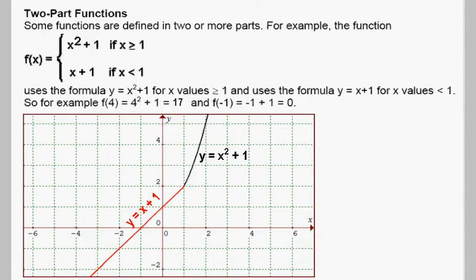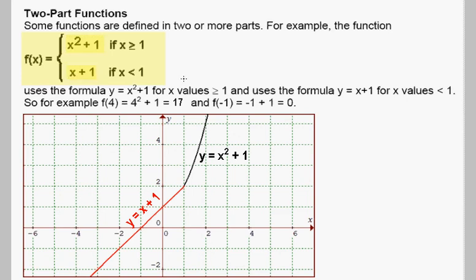It's possible to have functions that are defined in terms of 2 or more parts. And I have an example here. f of x equals x squared plus 1 if x is greater than or equal to 1, and it equals x plus 1 if x is less than 1. This means that if the input value is 1 or more, we use the top formula. If the input value is less than 1, we use the bottom formula.